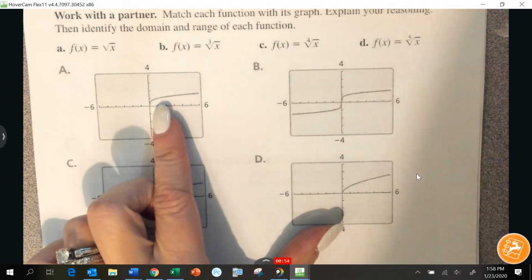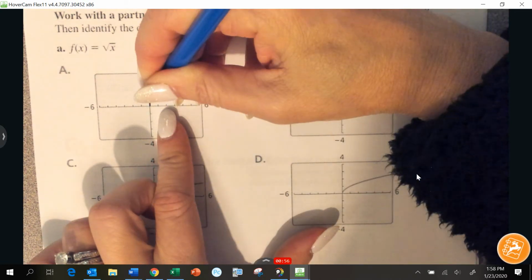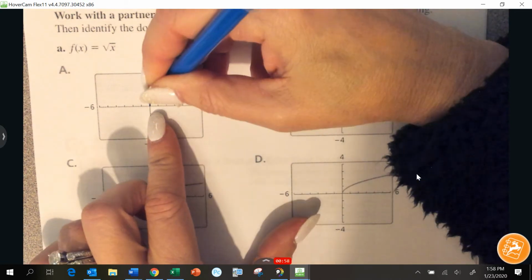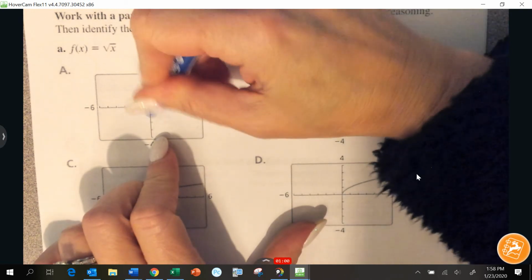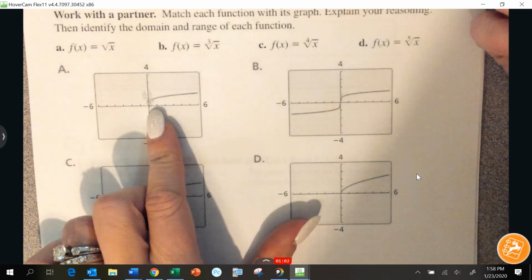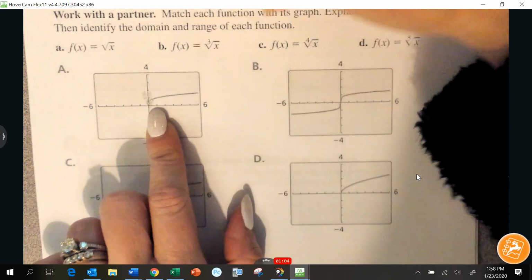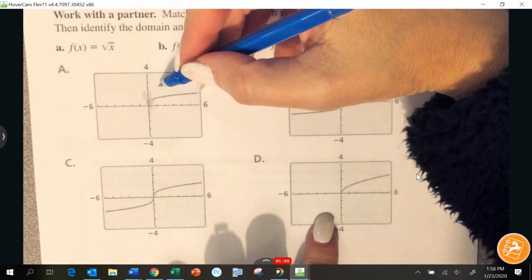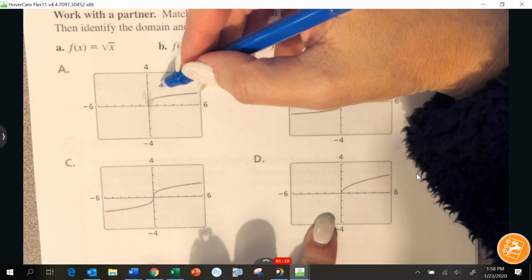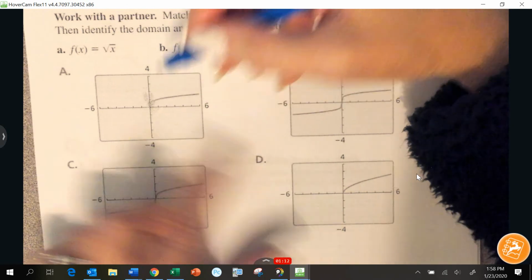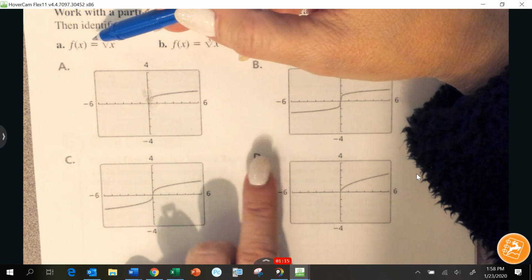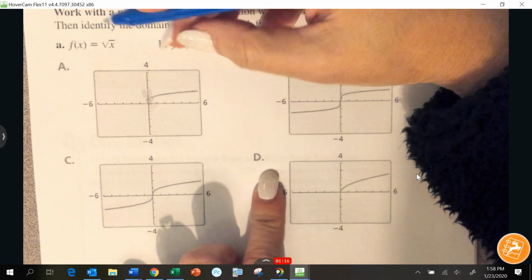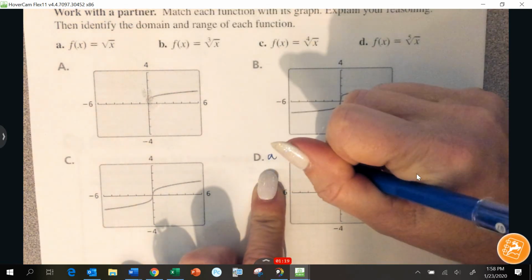Now between these two, if you look carefully, the higher the power, the more straight this will be right at the 0, 0. You can see it on your paper. This one here is going to be a higher root than D. So A is going to be the graph, and D is the other one. I'm just going to write this is square root of x.